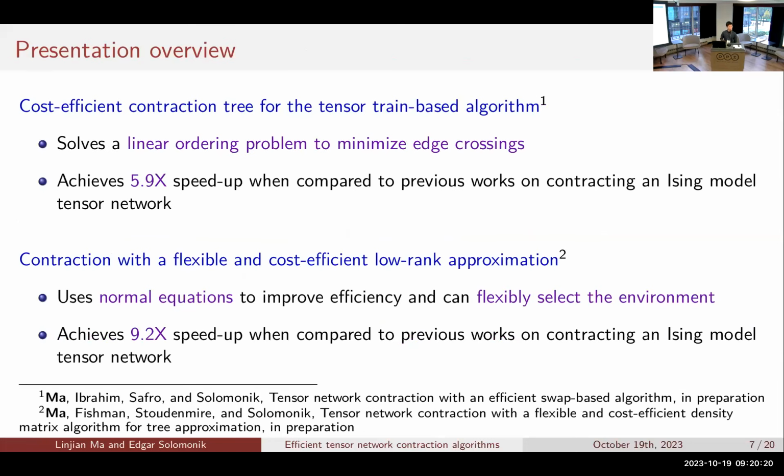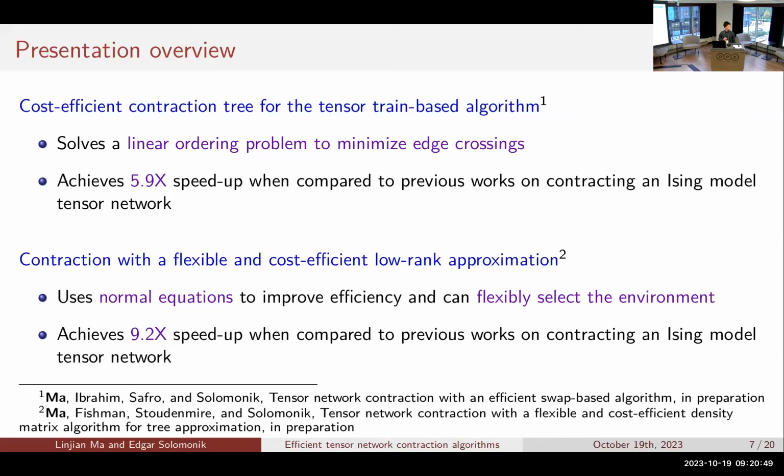So this is the overview of the presentation. I'll first talk about an algorithm with an efficient contraction tree for the tensor-train based algorithm. In this algorithm, we select the contraction tree by solving a linear ordering problem of the graph. And this linear ordering problem is used to minimize the edge crossings. I'll talk about the relation between the cost and the edge crossings. And our algorithm has around 6 times speed up compared to the previous work on specific problems.